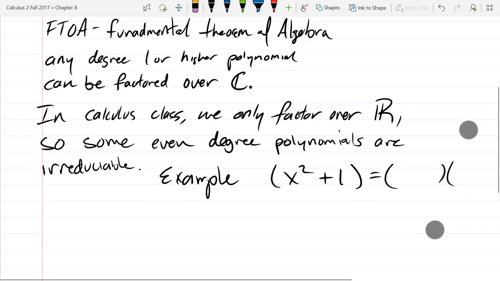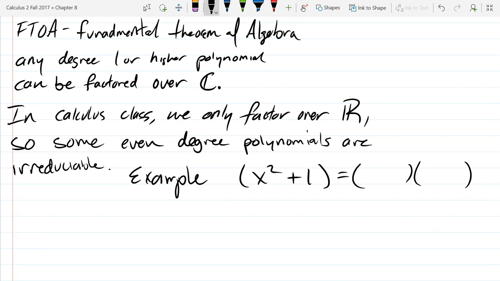Who can impress us with their complex factoring skills? So you can think of 1 as the negative of i squared. So it will factor like conjugates. So that's just one of the many irreducible degree 2 polynomials, irreducible over the real numbers.